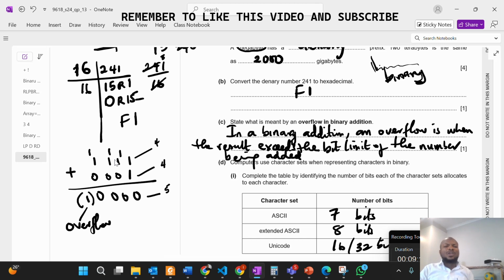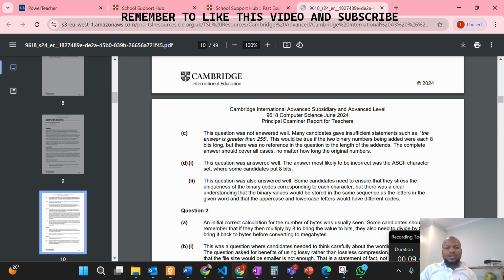So the answer depends on that, which was why I said in the binary addition, an overflow is when the result exceeds the bit limit of the number bit being added. Bit limit of the number. So that means you have to look at the bit limit of the numbers. So overflow is as a result of bit limits of the number bit being added, not 8 bits. Some students believe that when the number is more than 8 bits, it means there's an overflow, which is not true.